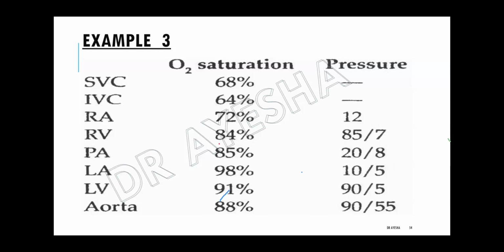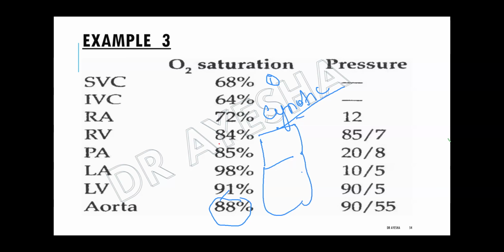Okay, let's start. Start with the first step. Aorta, which is 88%, less than 94%. So we are dealing with cyanotic heart disease. Very good. Now the next step: follow. I'm just making the ventricles and heart for you. If you have a problem, you can make it; if you don't have a problem, you cannot make it. Start with the SVC. Just keep in mind we are dealing with cyanotic heart disease. So in the SVC, what do we have?